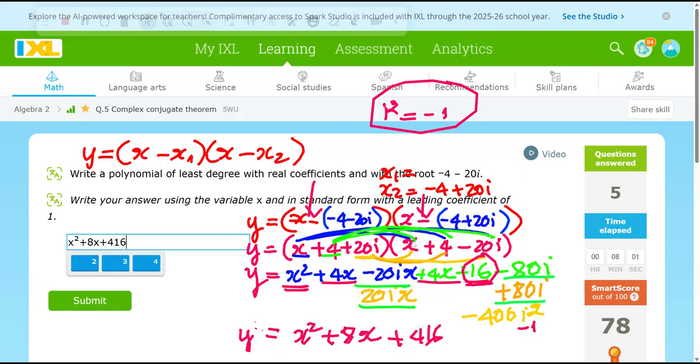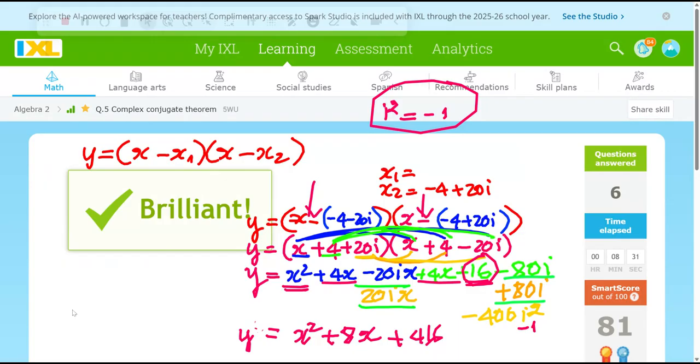Okay, should I double check? I can double check one more time. x times x squared, x times 4x, x times negative 20i, negative 20ix. 4 times x, 4x, 4 times 4 is 16. 4 times negative 20i becomes negative 80i. 20i times x, 20ix cancel out. 20i times 4, 80i cancel out. 20i times negative 20i, negative 400i squared. Yeah, I'm correct. Submit, voila.